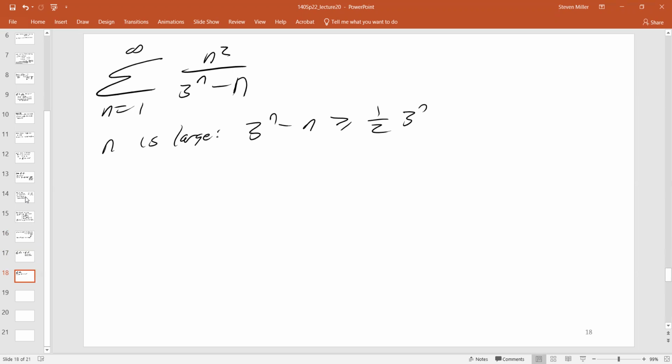A slightly harder one is if I give you n squared over 3 to the n minus n. Now the problem is we have a negative in the denominator, and if I just drop the minus n, I've actually made the denominators smaller, which makes the fractions larger. So we need to prove 3 to the n minus n has some nice saving graces. With a little bit of work, you can show that it's at least 1/2 times 3 to the n. There's lots of different things you can try to do.